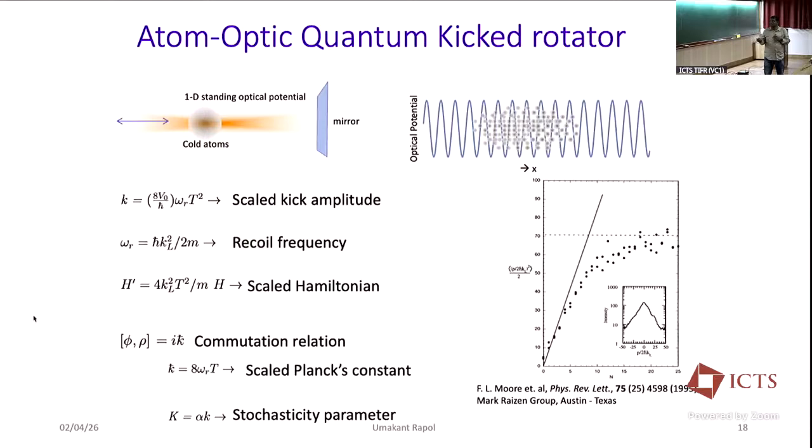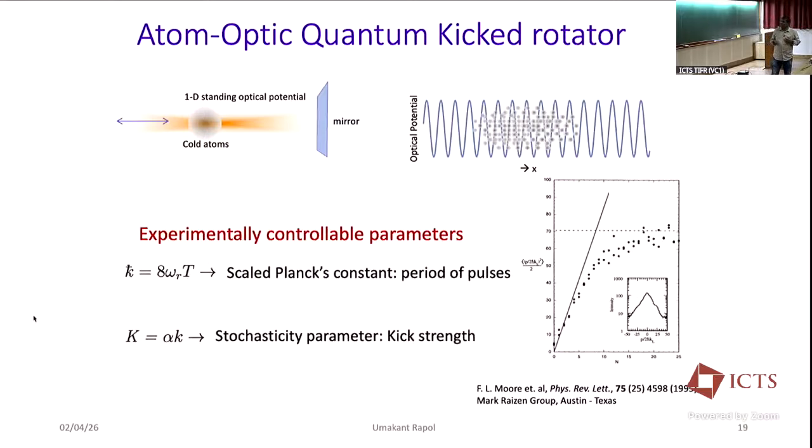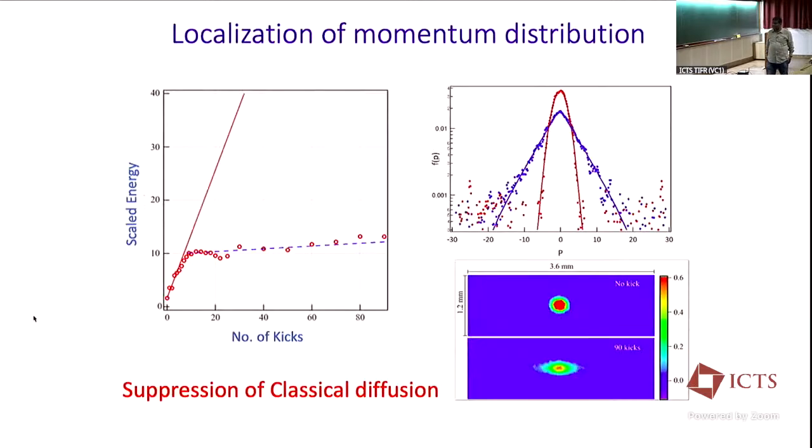Now, this model was first demonstrated by Mark Raizen's group in 1995. Ever since then, there has been a lot of work that has gone into this, and people have studied many, many things. So we have these two things in our control. We can change the period of pulses, we can change the intensity of these pulses, change those parameters and do a lot of things.